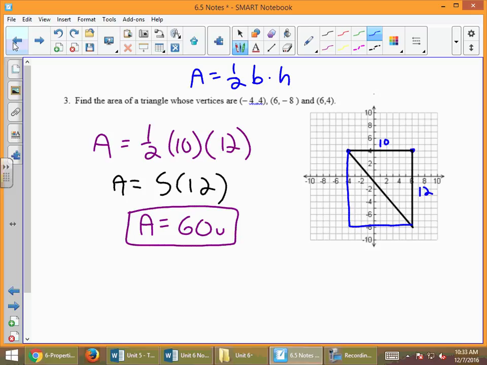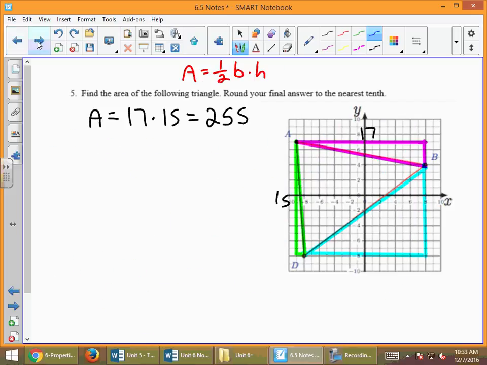I'll show you why. This is half. Both these triangles are congruent. They're equal. That's why it's divided by half. If I cut in half with a diagonal, it makes 2 equal triangles. Remember triangle congruent stuff? This is a triangle formula.